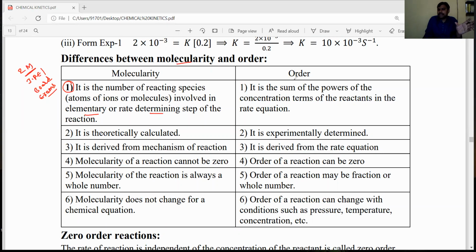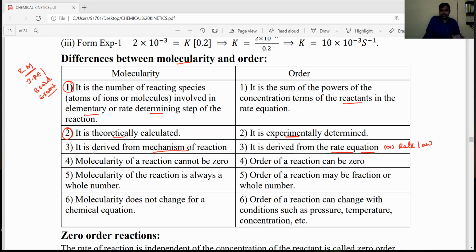Order means the sum of the powers of the concentration terms of reactants in the rate equation or rate expression. So that is the difference in definitions. Molecularity we determine theoretically by using the mechanism of the reaction, but order is determined experimentally. The order is derived from the rate law or rate equation.